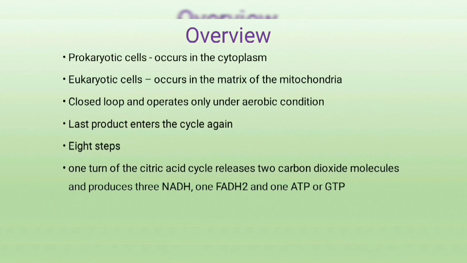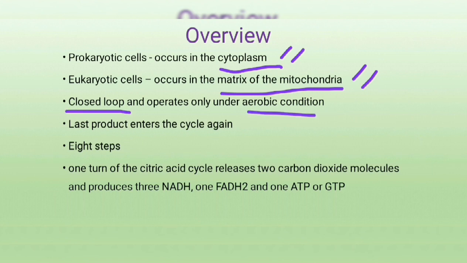And coming to the overview of the pathway. In prokaryotic cells, the pathway occurs in the cytoplasm, and in eukaryotic cells it happens in the mitochondrial matrix, which means the enzymes which catalyze the TCA cycle are present either in the cytoplasm or the mitochondrial matrix. The cycle is a closed loop and it operates only in aerobic conditions, which means it is strictly aerobic and takes place in the presence of oxygen.